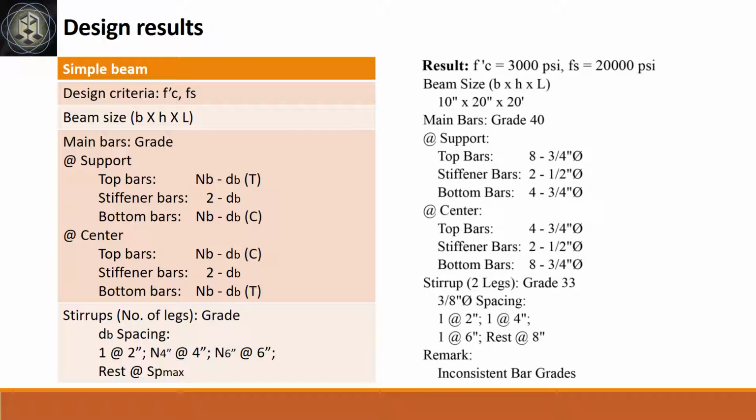At center, top bars 4 pieces 3/4 inch diameter bar. Stiffener bars 2 pieces 1/2 inch diameter bar. Bottom bars 8 pieces 3/4 inch diameter bar. Stirrup 2 legs of grade 33, 3/8 inch diameter, spacing 1 at 2 inches, 1 at 4 inches, 1 at 6 inches, rest at 8 inches.